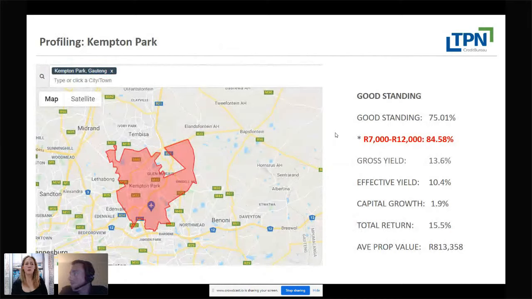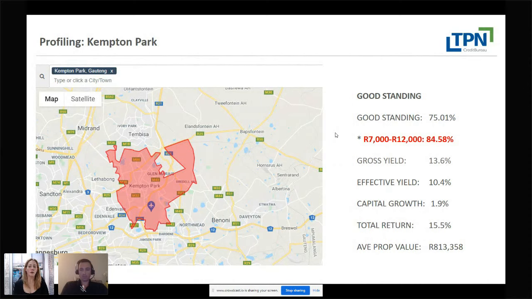Okay, so you asked me to pull out some particular suburbs. So I brought Kempton Park in here, and I did a few things with this. I said, well, let's look at Kempton Park. The average good standing is 75%. So that's below the average good standing for the province, which we know is sitting at 77%. But our tenants that rent between 7,000 and 12,000 Rand per month, their good standing in Kempton Park is 84%.